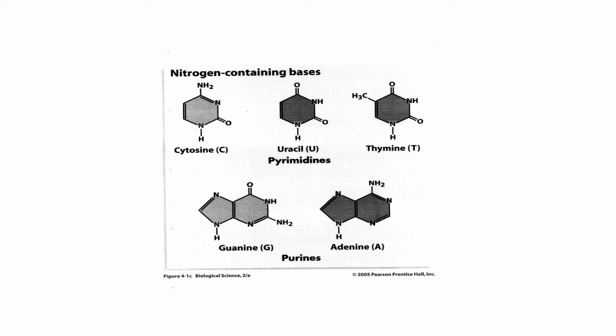So in DNA, the two pyrimidines are cytosine and thymine. In RNA, there is no thymine, it's uracil instead. So RNA has uracil and cytosine, and guanine and adenine. And DNA has cytosine and thymine, and guanine and adenine. So the only difference there is the uracil in RNA and thymine in DNA.